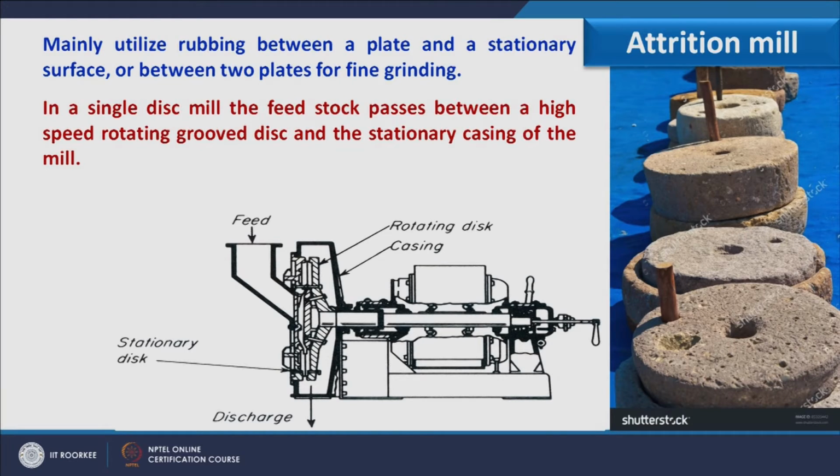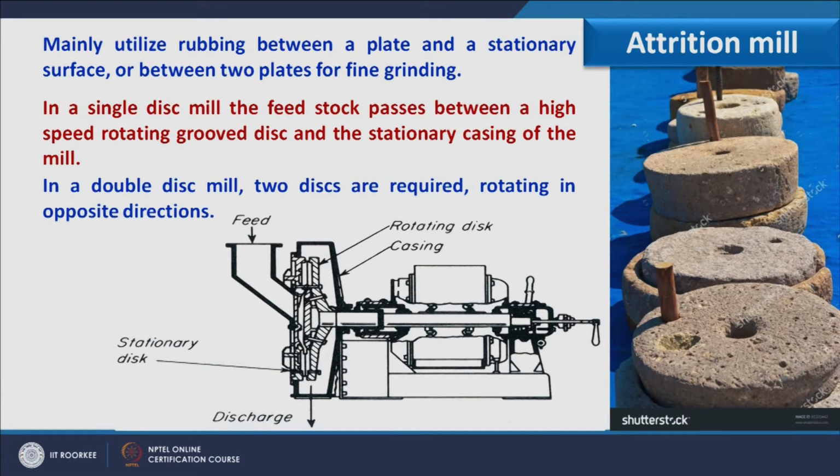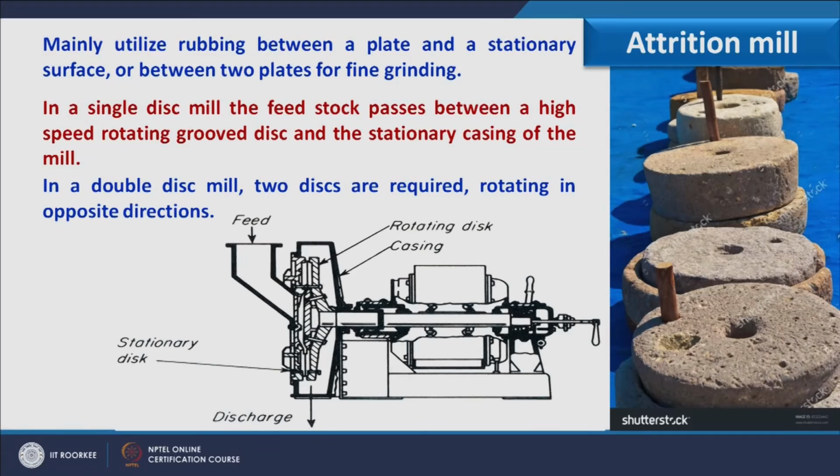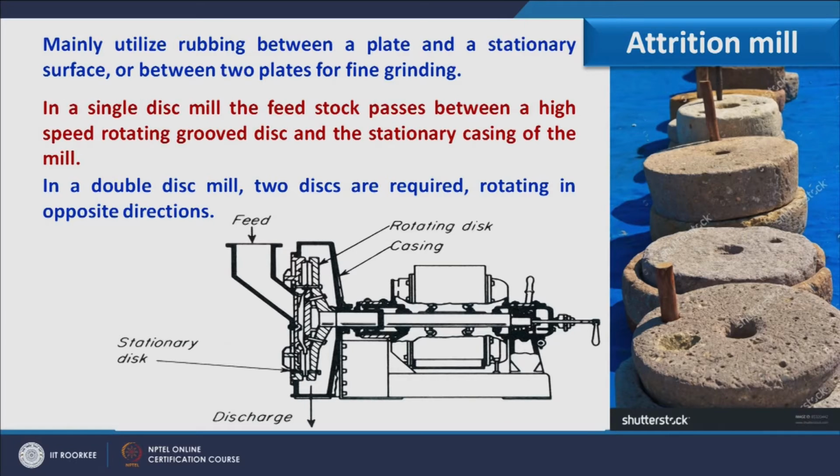So, in a single disc mill, the feedstock passes between a high speed rotating grooved disc and the stationary casing of the mill. In a double disc mill, two discs are required, rotating in opposite directions. So, sometimes one is stationary, another is moving, and on the movable disc we sometimes have grooves also. In a double disc mill, both plates are moving opposite to each other like this. So, here you can understand the working of the attrition mill.